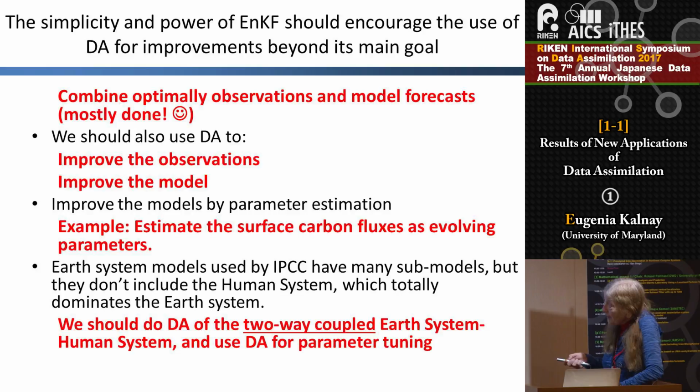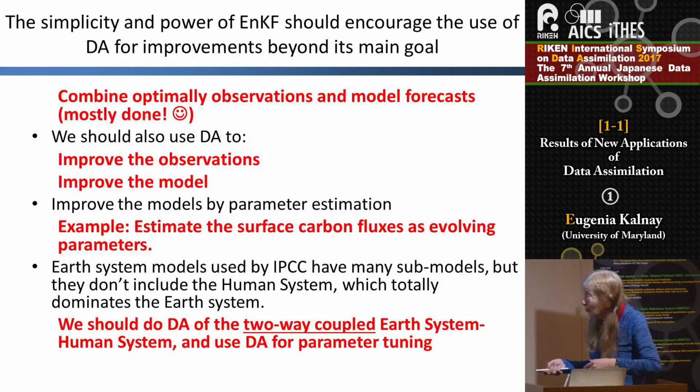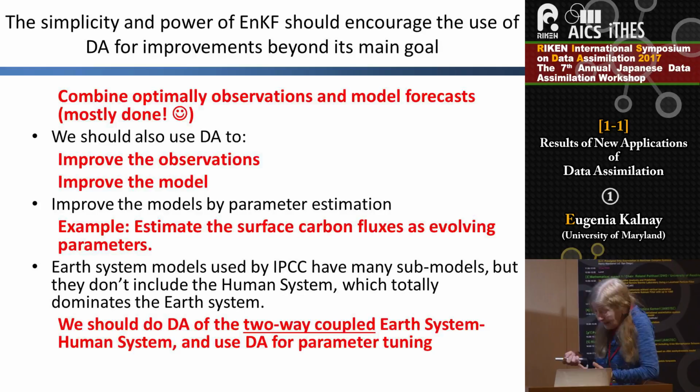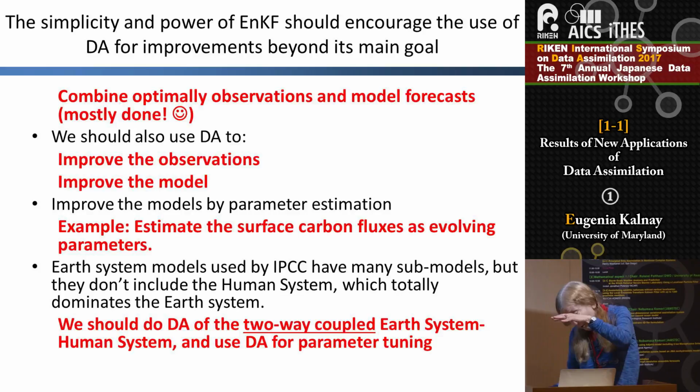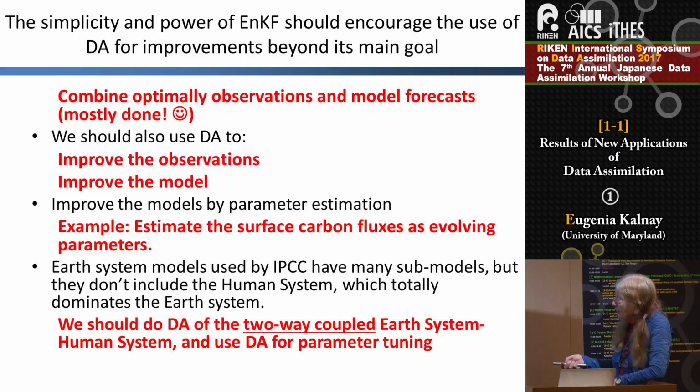Earth system models used by the IPCC for climate prediction and for deciding whether climate change is actually taking place, and also integrated assessment models, are very comprehensive. They have many natural sub-models like the atmosphere, the ocean, the land and the vegetation, but they don't include the human system, which totally dominates the Earth system.